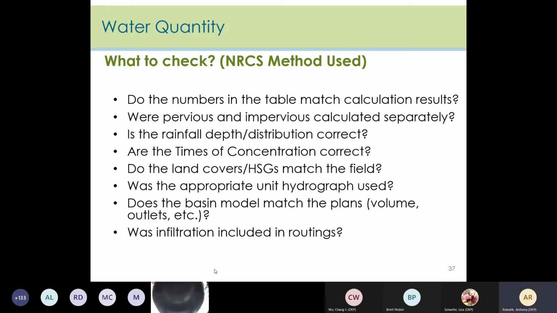Another big one, did they include infiltration in the routing? So back when this site was reviewed, our BMP manual did not allow exfiltration to be included for the 2, 10 and 100-year storm routings. And under the new rule, exfiltration is allowed for some BMPs. However, in the case of large-scale infiltration basins, exfiltration is still not allowed.